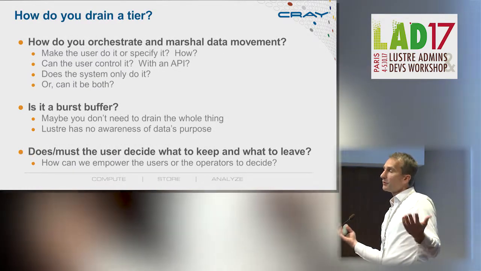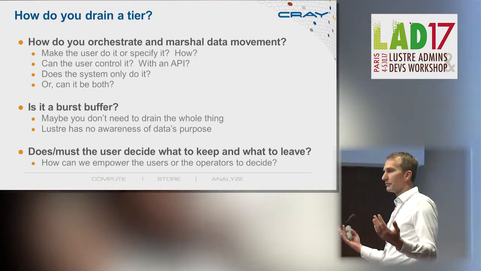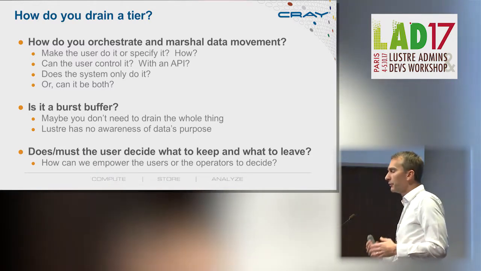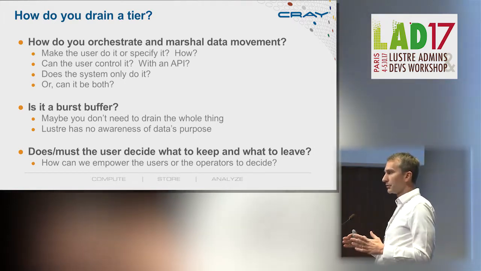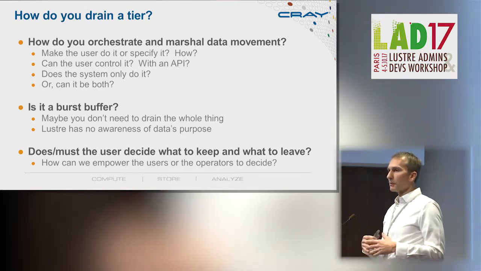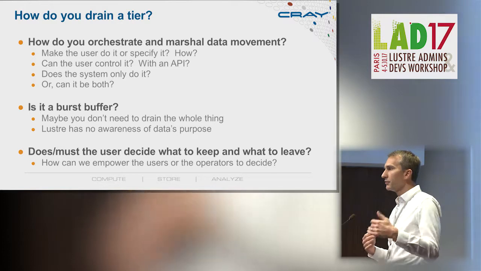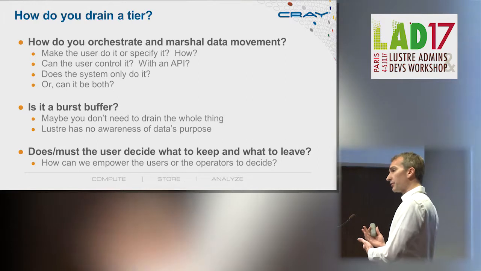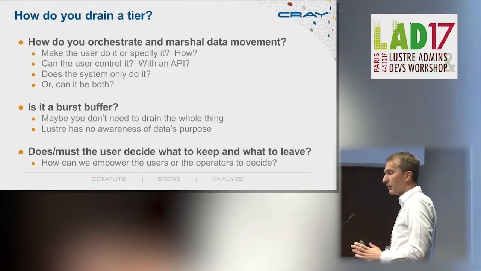And so now the next step here is, okay, we've filled up a tier of flash storage, right? How are we going to deal with that? How are we going to drain the tier? We really have to think about how we're going to orchestrate the data movement and marshal data among these tiers, right? So there are a lot of questions about how we could do that. Some things to think about would be, does the user do it? If the user does it, how do they do it? Do they get the job scheduler involved? Does the job scheduler do some stage in, stage out for them, and that's the only tool that you have available to you?